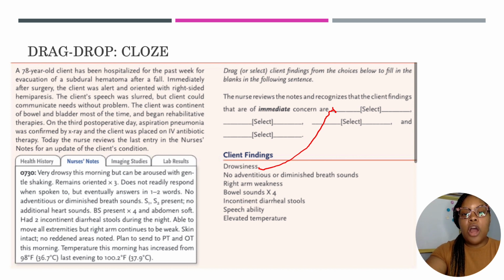All right. Right arm weakness. Are we concerned about that? No. We are not concerned about that because guess what? The patient came in with that. That patient had a subdural hematoma and they were left with that. So we're not concerned with that. Are we concerned about bowel sounds time 4? No, that's good. We are glad they have their bowel sounds.